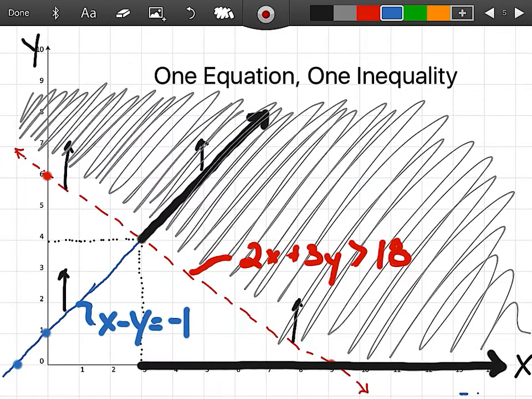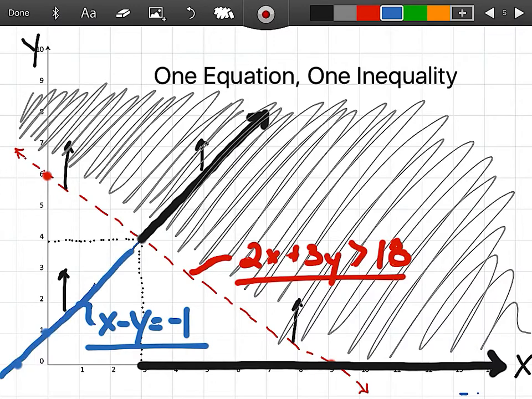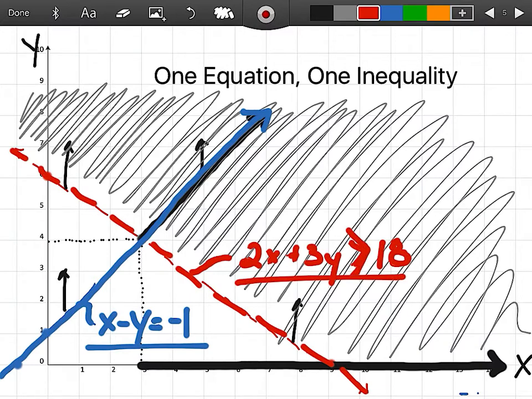Let's look at one equation with one inequality. So my equation is going to be x minus y is -1, and my inequality is going to be 2x plus 3y is greater than 18. So I have to draw a solid line for the equation, and I'm going to draw a dashed line for the inequality because it is a greater than inequality. It doesn't have an equal to, so it's dashed. It's non-inclusive.